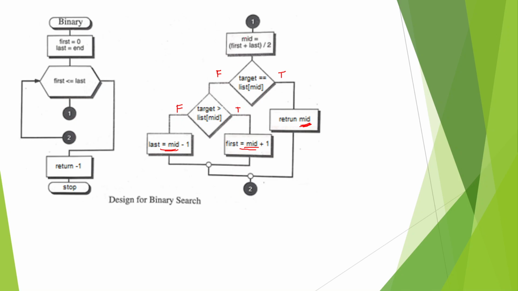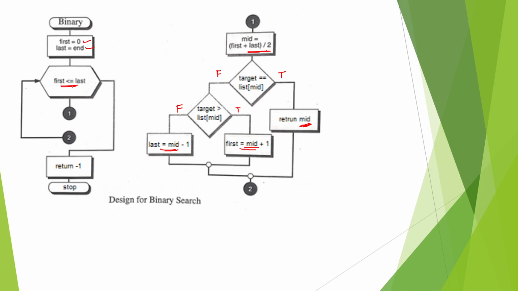And how are we calculating the mid? Mid we are calculating as first plus last divided by 2. Initially, as you can see, first is 0, last is max size minus 1, that is the end of the list. And there is always a condition that first should be less than or maybe equal, but it should not be greater. First should not be greater than last. That will become your termination point.